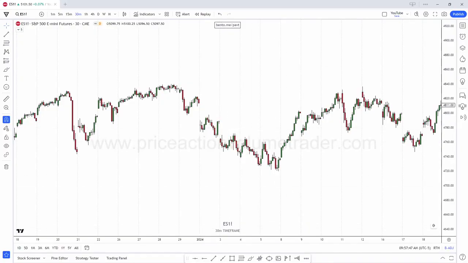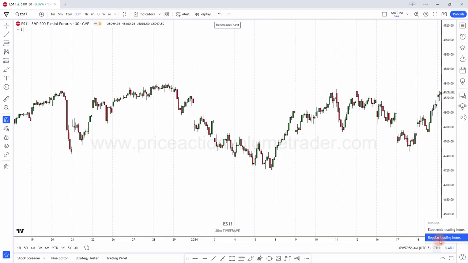Okay, so that's just another element that I pay attention to in my trading that I wanted to reference. And again, you get that by just selecting regular trading hours in the futures market, specifically on the CME.